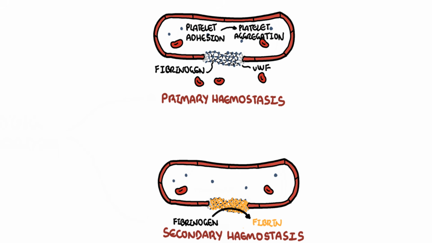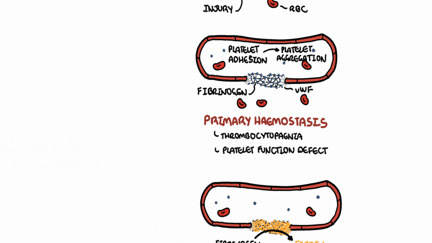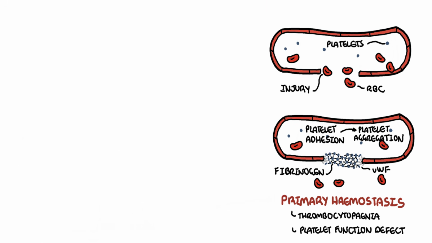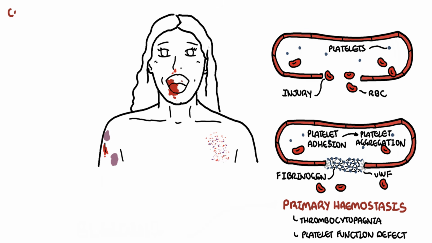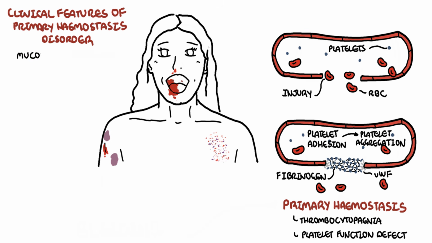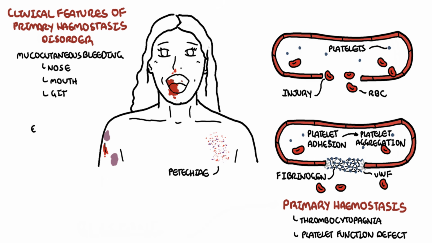Bleeding disorders from primary hemostasis are either because you have low platelet count or there is platelet dysfunction. Primary hemostasis disorders cause superficial bleeding, and so the clinical features include mucocutaneous bleeds such as bleeding in the nose, the mouth, the gastrointestinal tract, petechiae, ecchymosis around the body, and you can have excessive bleeding from minor cuts.